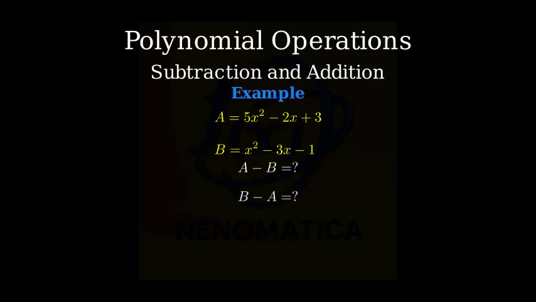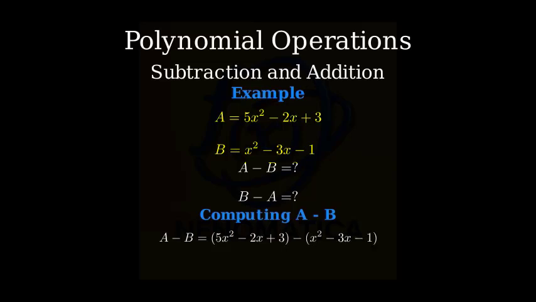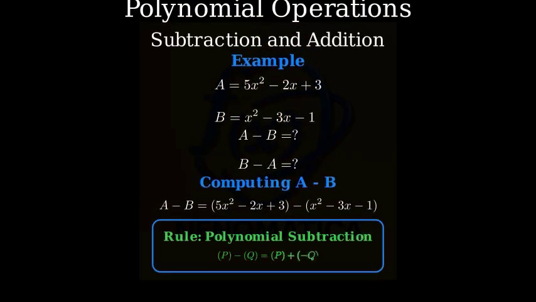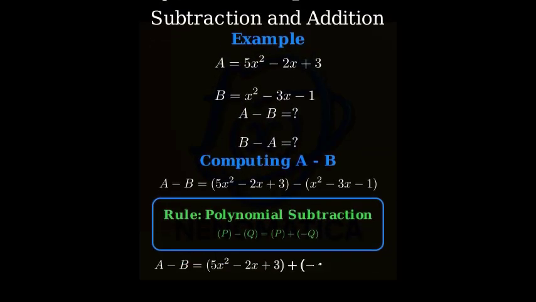Let's start with calculating a minus b. First, we'll substitute the polynomials into the operation. A minus b becomes 5x squared minus 2x plus 3 minus x squared minus 3x minus 1. Subtracting a polynomial means we need to subtract each term. So we'll rewrite this as 5x squared minus 2x plus 3 plus negative x squared plus 3x plus 1.